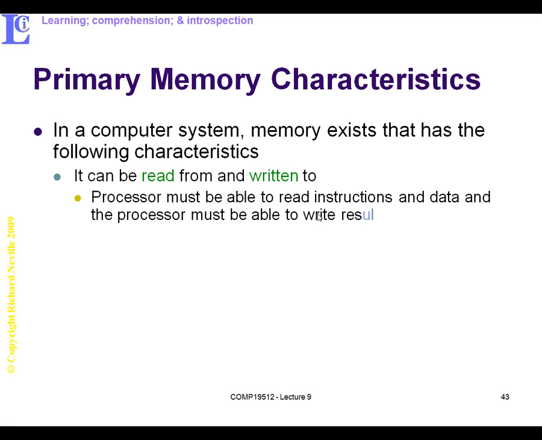So primary memory's characteristics. Well, the first thing to realize about a memory is that you can put information into it and take information out. A naming convention for this is reading from or writing to. So the processor itself must be able to undertake these types of instructions to read information and data from the memory and be able to write as well.